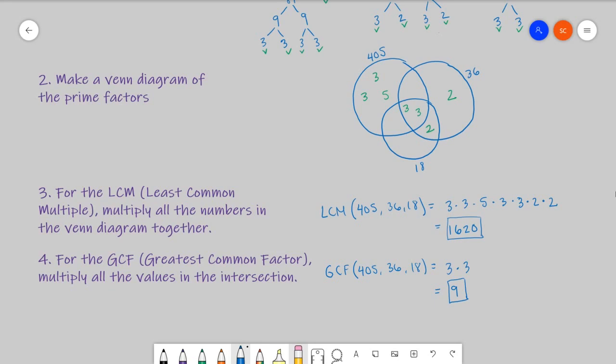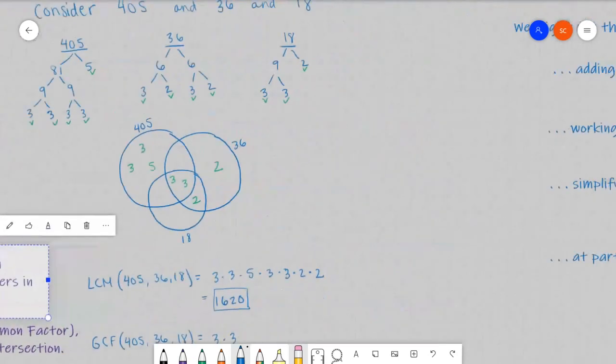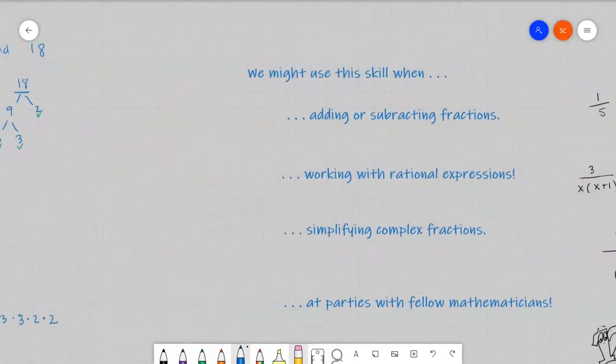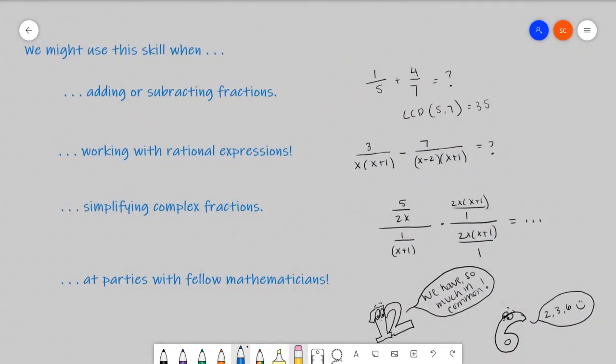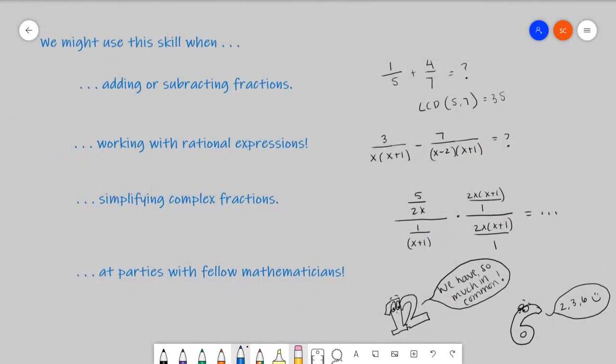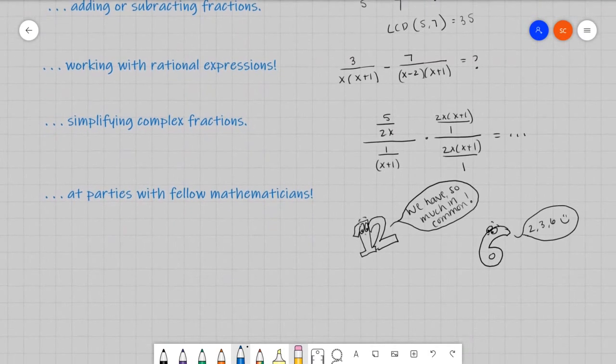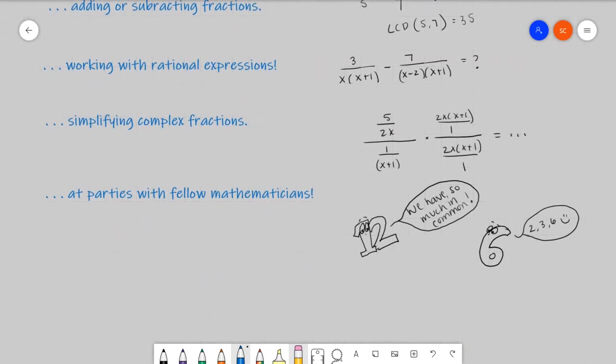So when on earth are we going to use this in other places? Well, we're going to see it a lot in math class. We're going to see it adding or subtracting fractions. If you're not in algebra yet, you'll see it later on. You'll see it working with rational expressions. We'll see it when we're simplifying complex fractions. And as always, you might see this when you're at a party with your fellow mathematicians.